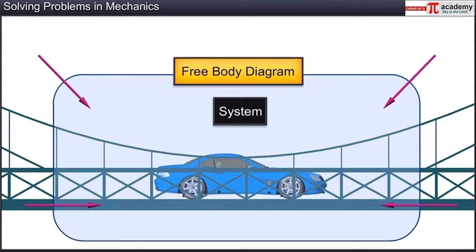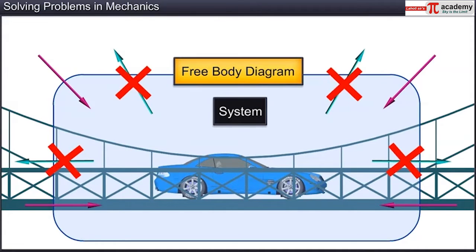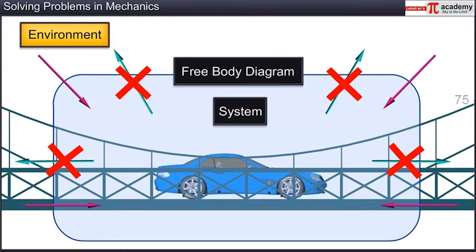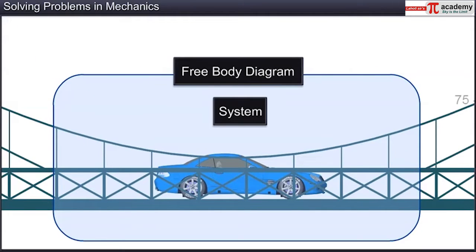In a free body diagram, we do not consider the forces applied by the system on the environment. Next, we choose a convenient coordinate system to resolve the forces involved. Coordinates should be chosen keeping in mind the probable direction of motion of the body. This makes the solution easier.